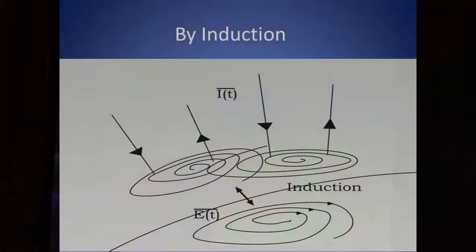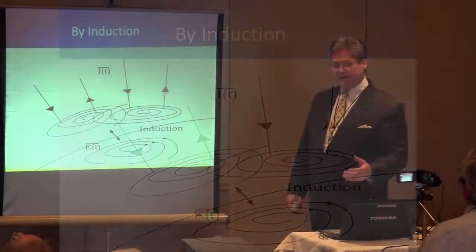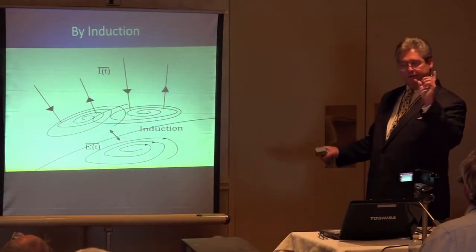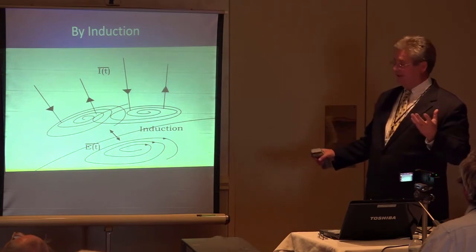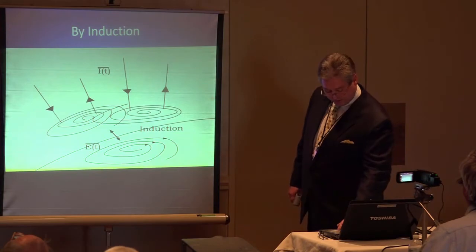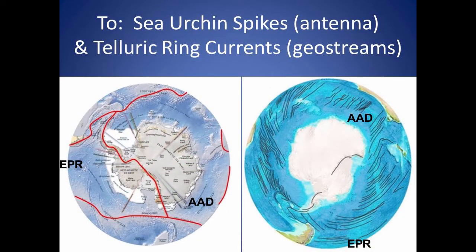And then just your basic induction concepts of how this energy is transferred to the planet. Okay, so each individual sea urchin spike could be an antenna where this induction process can occur, but you can have a bigger scale effect if you start looking at the tectonic structure of the planet.